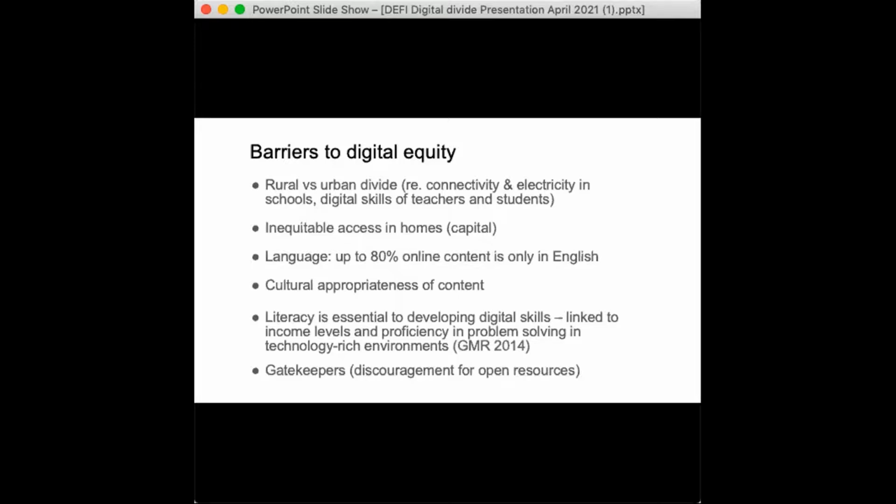So we have a double barrier for children that don't have ordinary literacy and then can't develop digital literacy accordingly. Finally, policies can be barriers too, like discouragement of mobile phone use in some tertiary colleges, but also sometimes discouragement for open resources through certain types of policies.